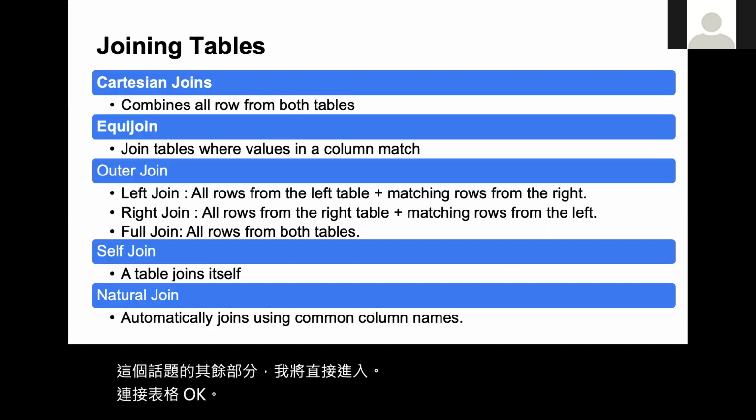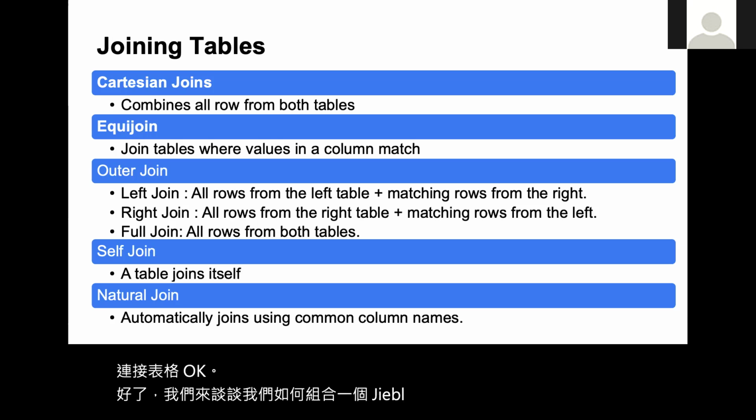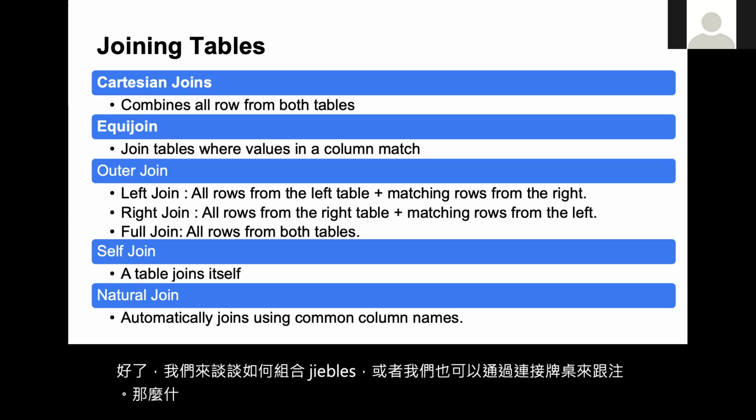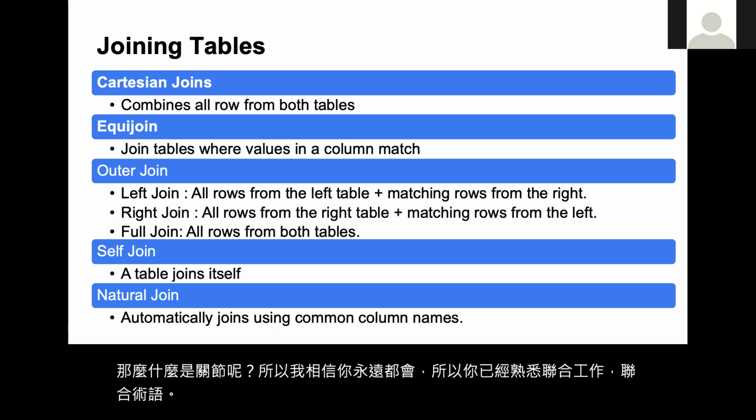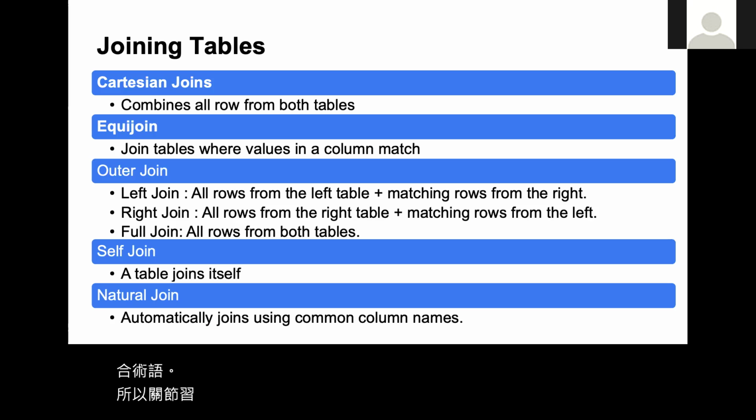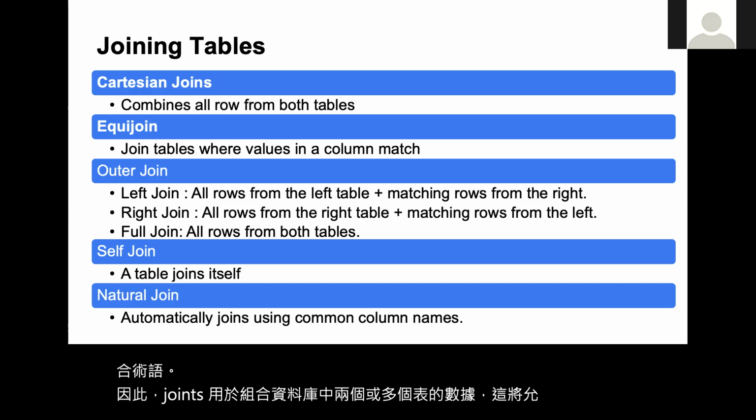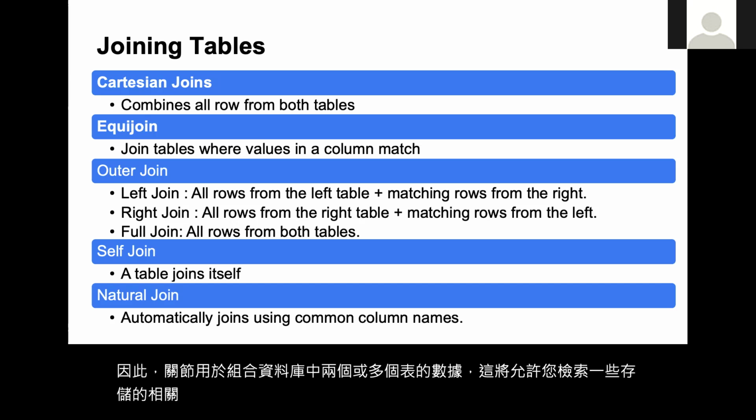All right, so let's talk about how we combine tables, which we can also call joining tables. So, what are joins? I believe you're already familiar with the term. Joins are used to combine data from two or more tables in a database, and this allows you to retrieve related data which is stored in different tables. And there are a lot of types of joins.